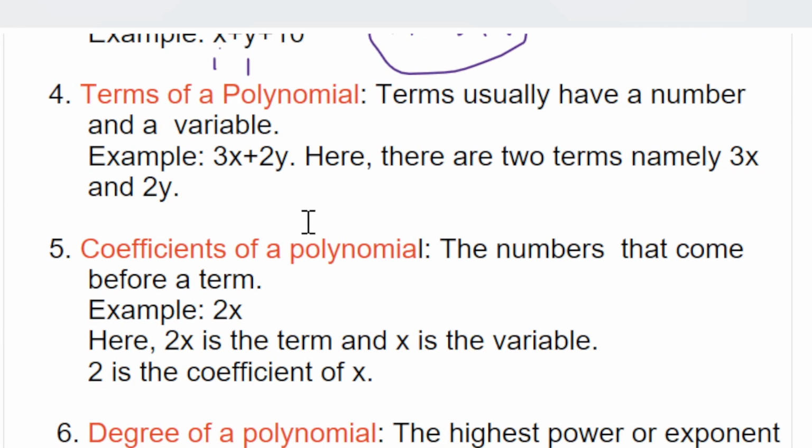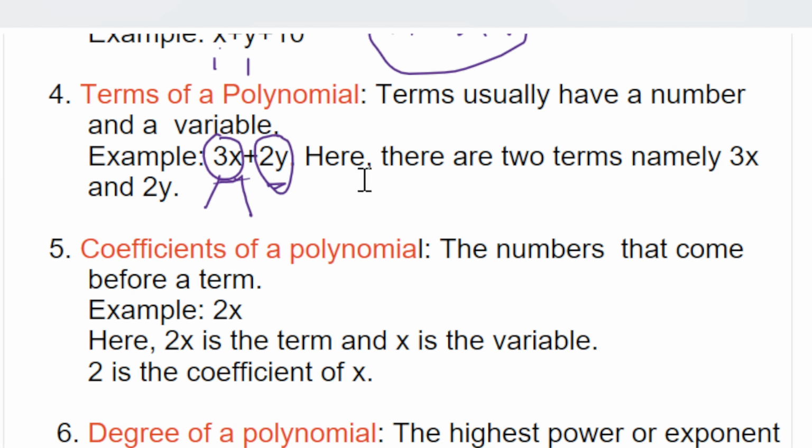Terms of a polynomial. Now the next important point is, what do you mean by terms? We'll often use terms in the polynomial. Terms usually have a number and a variable. See this one, 3x is my one term, 2y is my another term. That means in this example I have two terms, 3x and 2y. Basically each contains a number and a variable. It contains number 2 and the variable here is y. So this is my one term and this is my another term. So here there are two terms, namely 3x and 2y.